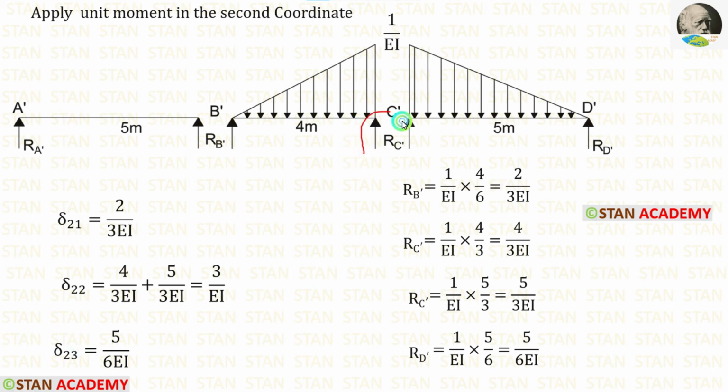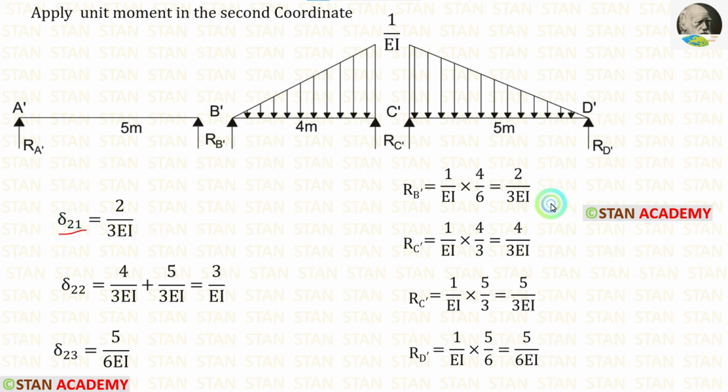Then let us calculate RC dash in the beam B dash C dash. The formula is WL upon 3. Using that, we are getting 4 upon 3 EI. Now let us calculate RC dash in the beam C dash D dash. Here also we have to use the same formula WL upon 3. Using that we are getting 5 upon 3 EI. Now let us calculate RD dash. The formula is WL upon 6. Using that we are getting 5 upon 6 EI.